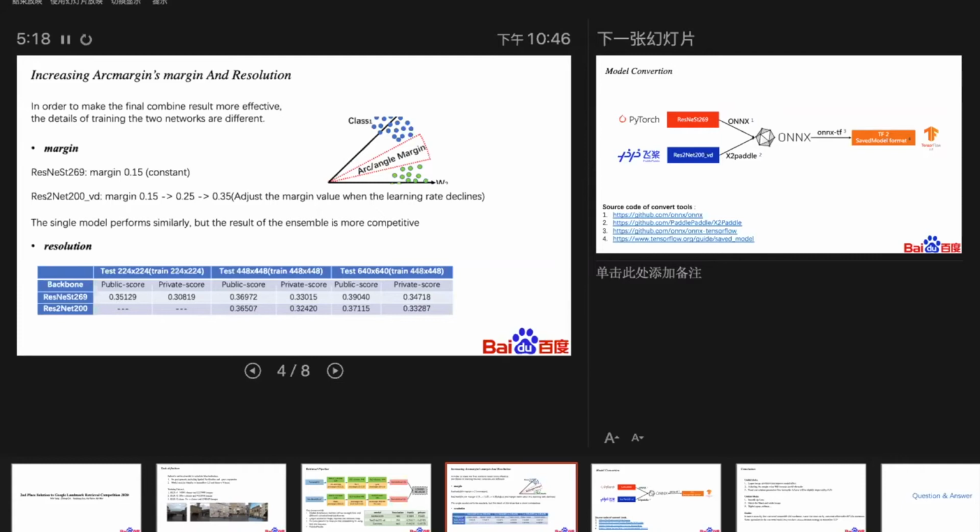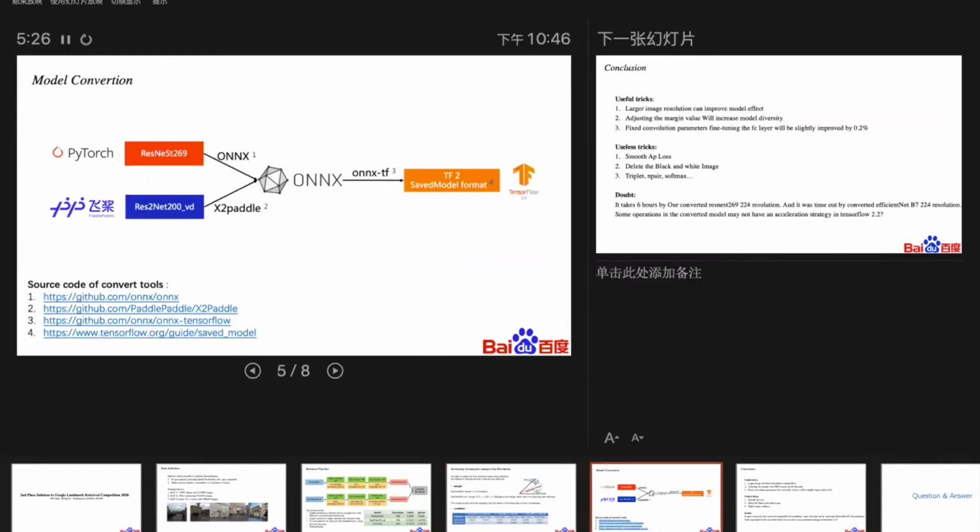In fact, it would be better if you could train a large resolution model from scratch, but it's too slow. And because the TensorFlow model will eventually be submitted, the models from PyTorch and Paddle should be transferred to ONNX. Then we use the ONNX to TF code to convert to TensorFlow 2.2. All conversion code libraries are posted in the PowerPoint.